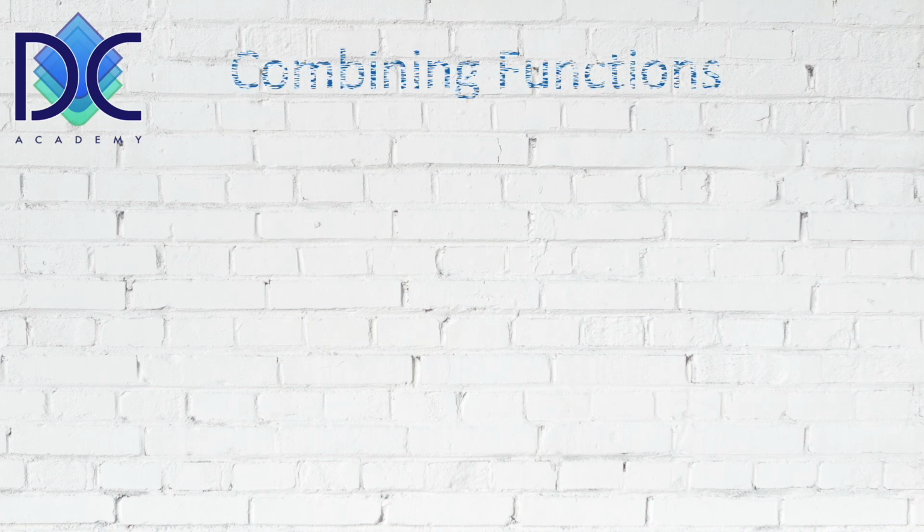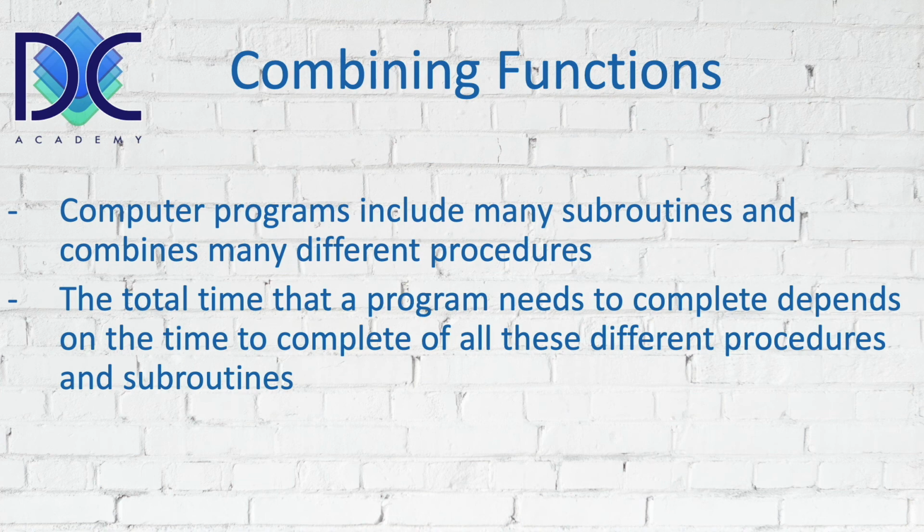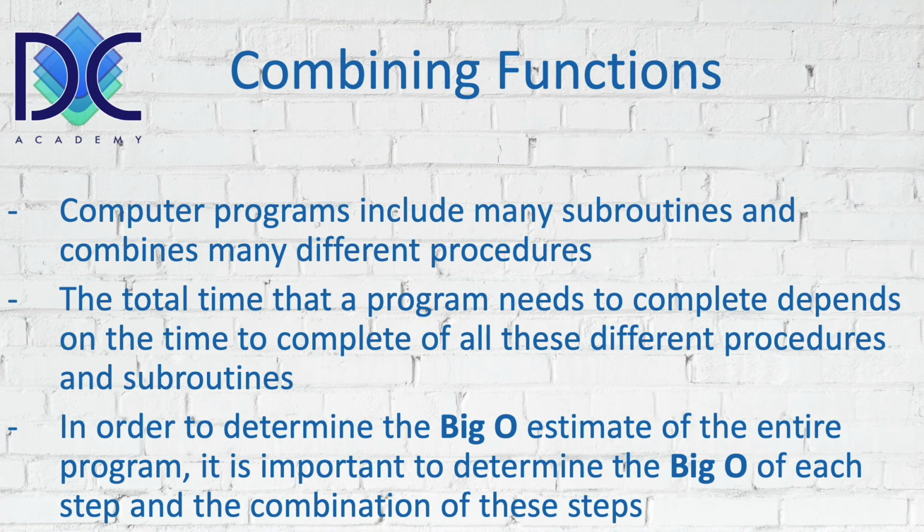When we look at computers and computer programs, they contain many subroutines and procedures that are combined. The total time that a program needs to complete depends on the time to complete all of these different procedures and subroutines. When we want to determine the big O estimate of an entire program, it is important to determine the big O of each step and of the combination of these different steps. That's what we're going to do. We're going to look into some typical combinations: the addition of functions and the multiplication of functions.